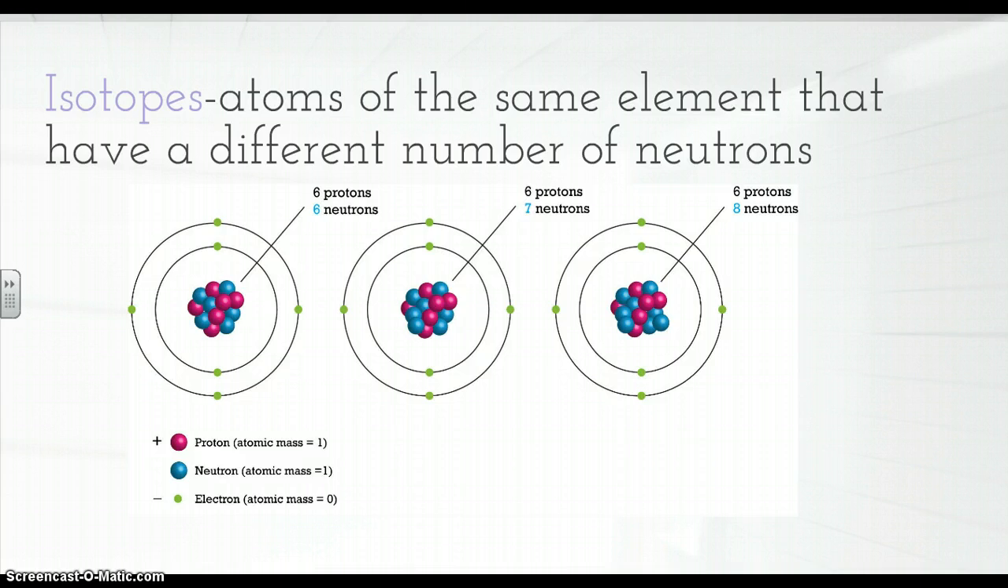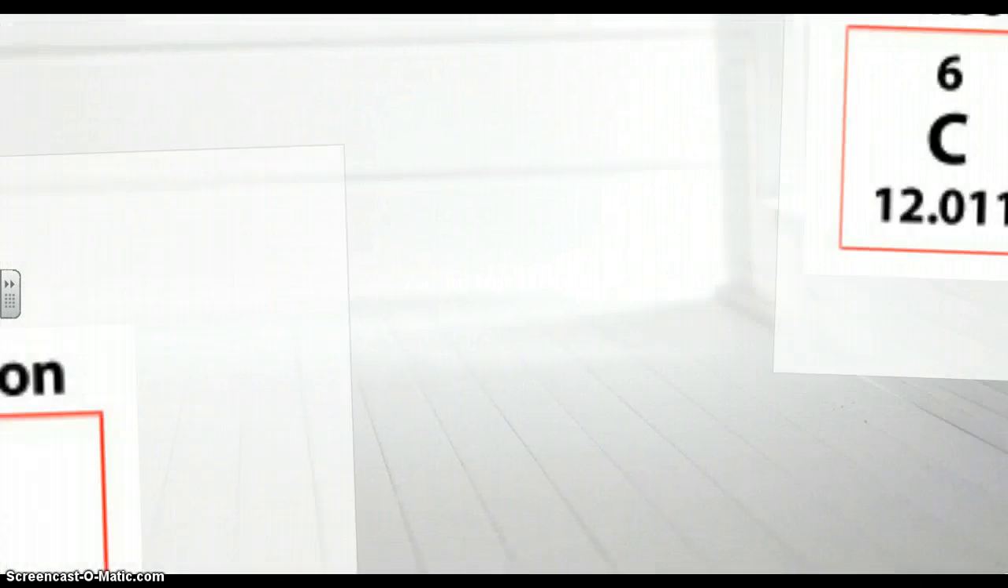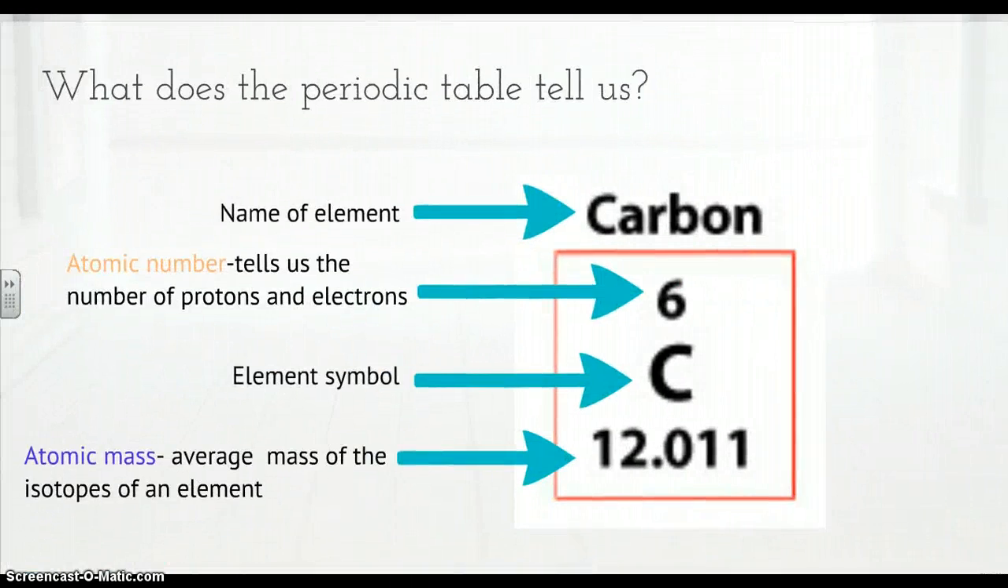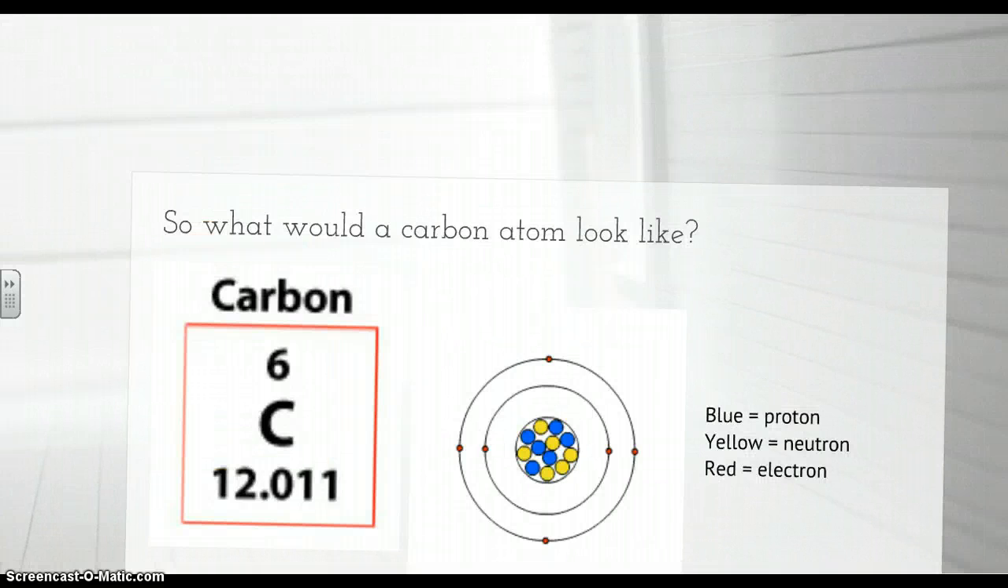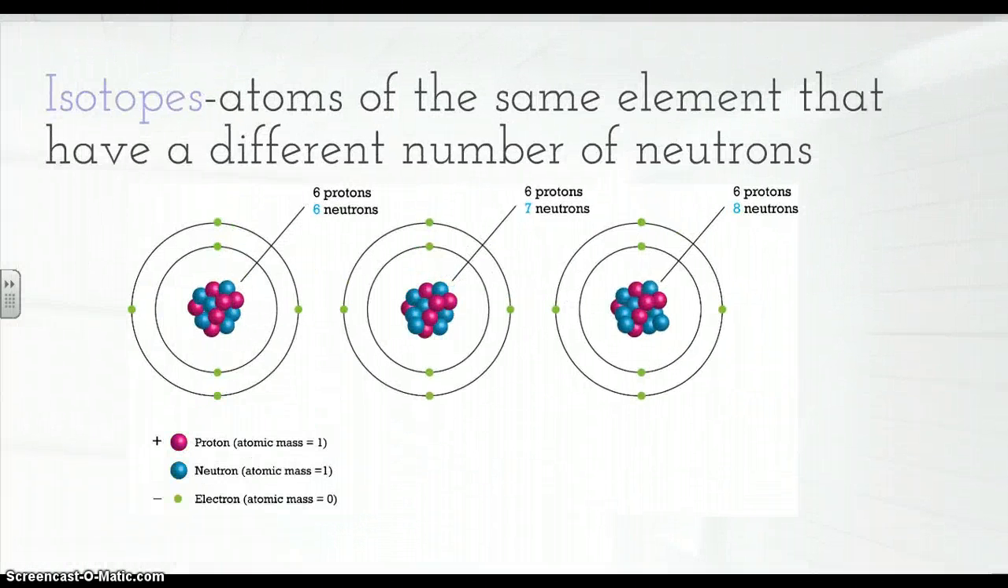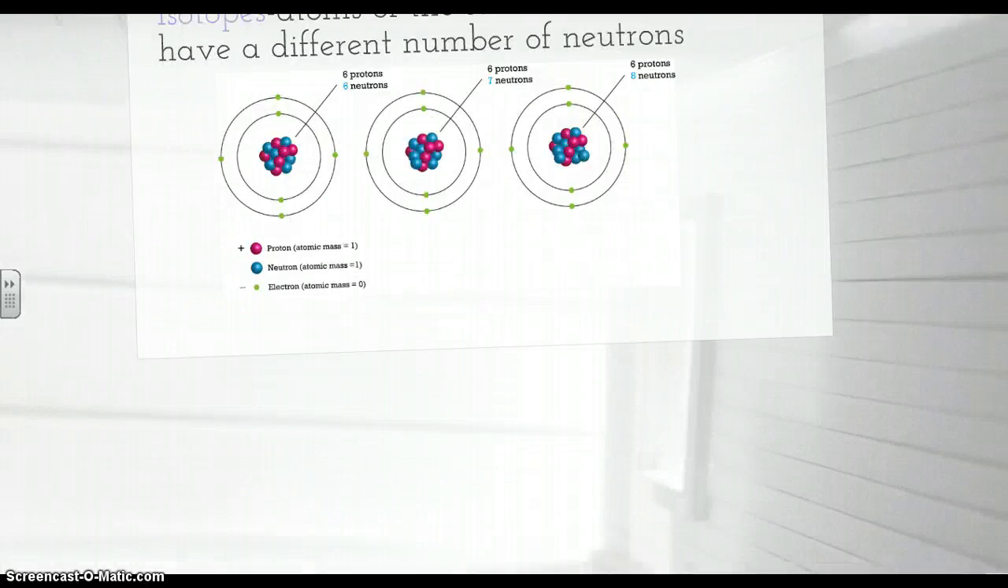Now what the number tells us here on the bottom, our atomic mass, 12.011, is the average mass of the carbon atoms. That means the most common one is the one that has 12 subatomic particles in its nucleus, because 12.011 is closest to the number 12. So the most common atom of carbon looks like this first one, with 6 protons and 6 neutrons.